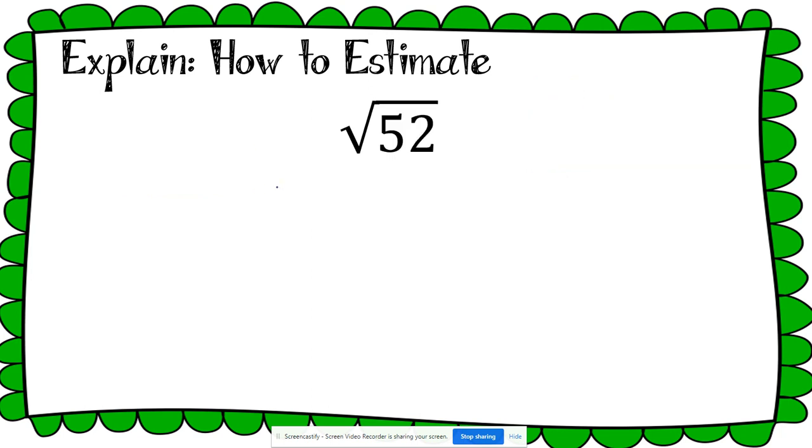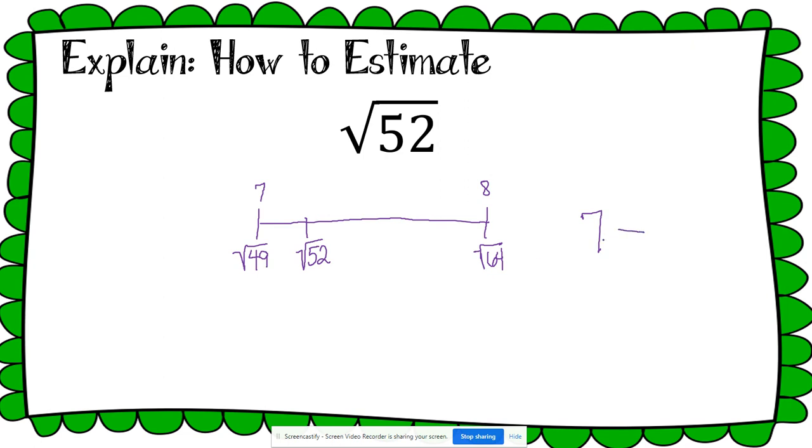Now let's think about the square root of 52. If I think about my perfect squares, I know that 52 is going to be located between the square root of 49, which is 7, and the square root of 64, which is 8. Well, I know that 52 is closer to 49, so I know it's going to be somewhere near here. We just need to figure out what that number will be. We know that the whole number is 7 because it's between 7 and 8.